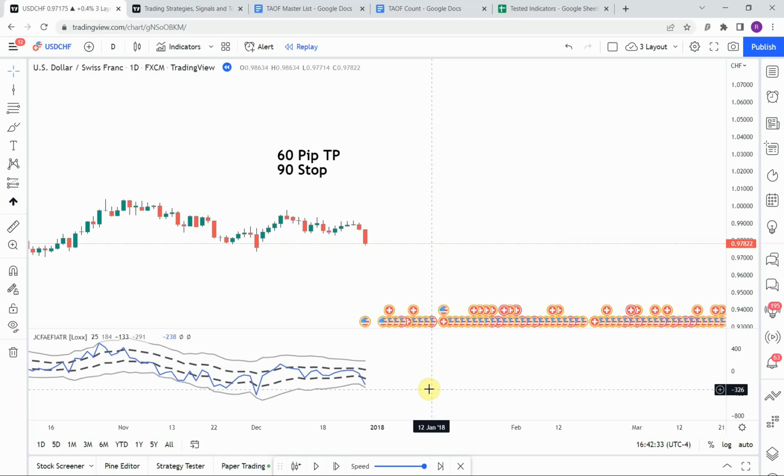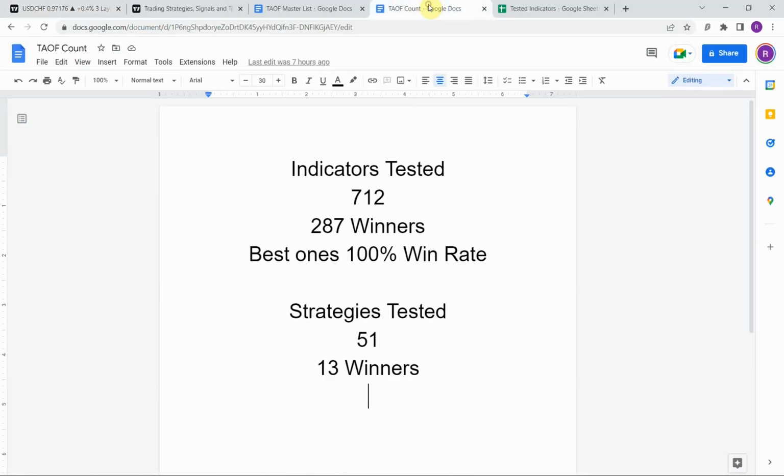Alright, as I said, today we will be testing the Jurik CFB Adaptive Outer Force Index with ATR channels. Before we do though, I wanted to put the testing scoreboard up for everyone to see. To date, we have tested a total of 51 different strategies, with 13 of them being profitable. We've also tested a total of 712 indicators, with 287 of them being winners. The best ones so far were able to achieve a 100% win rate.